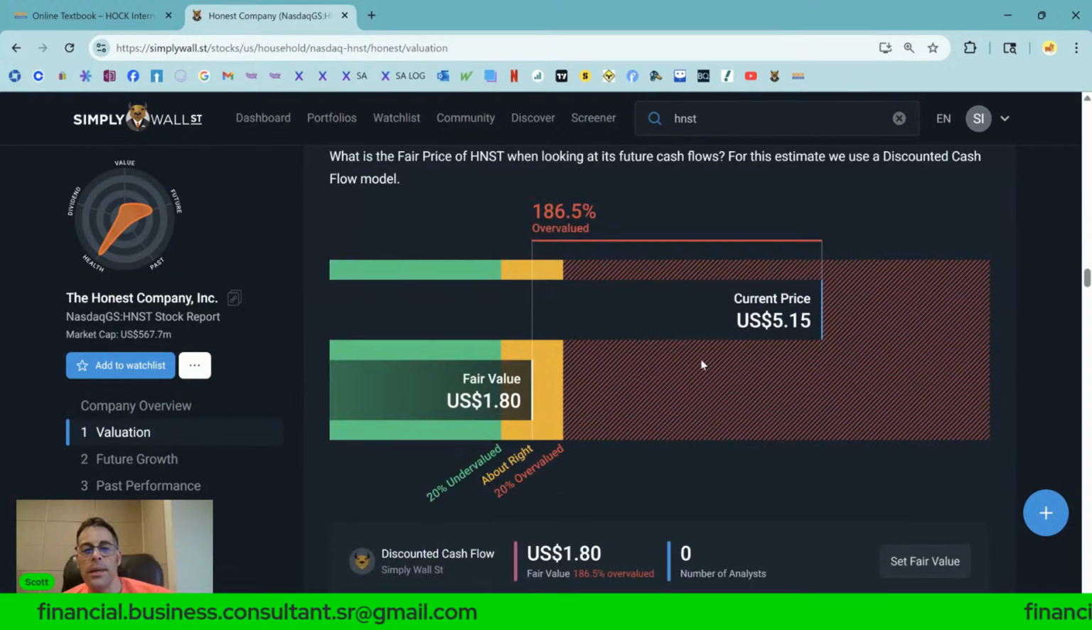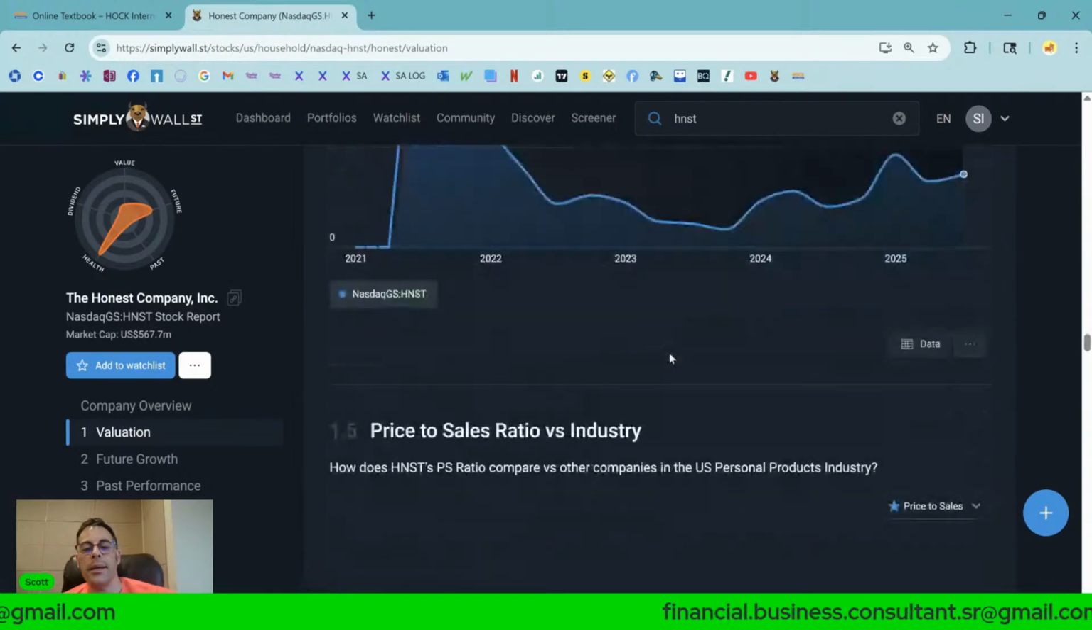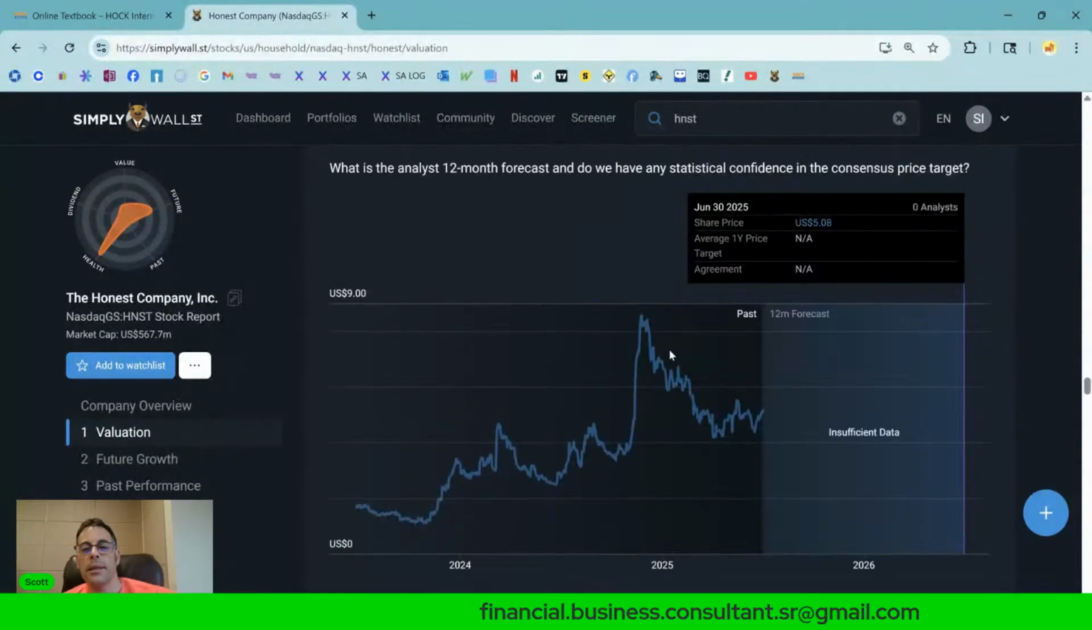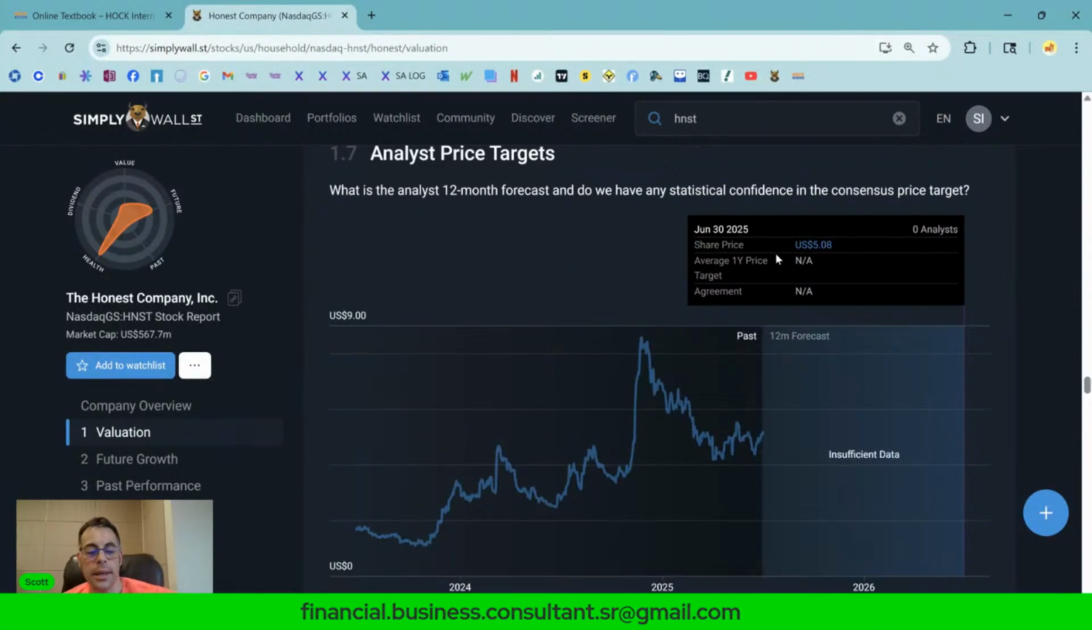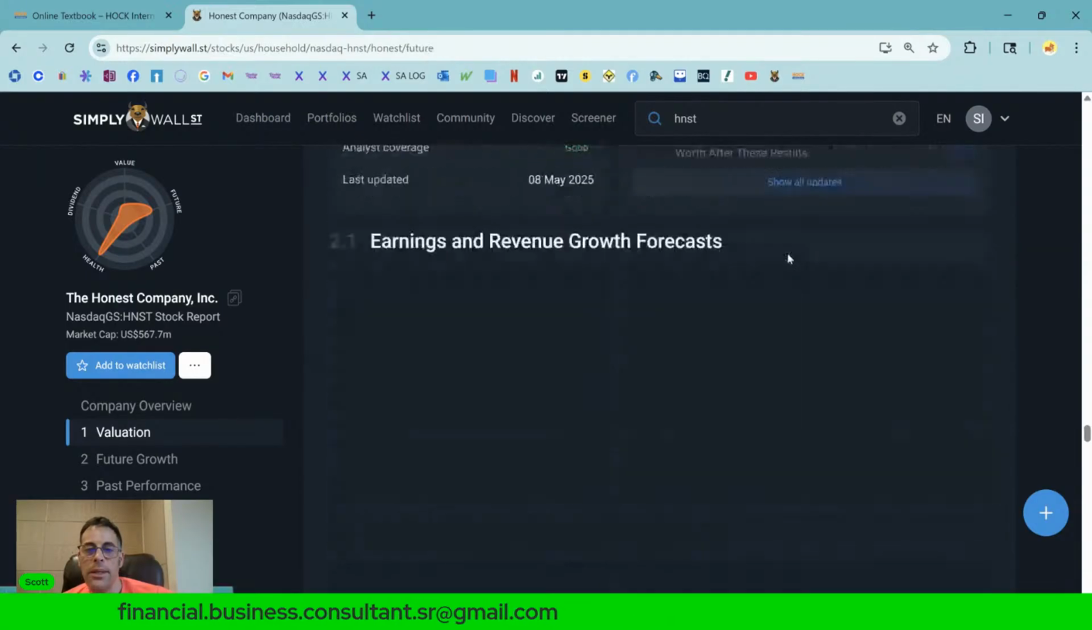So it seems not a safe stock. Simply Wall Street is at $1.80. Let's see the analysts. There's no analysts looking at the stock. That's generally not a good sign.